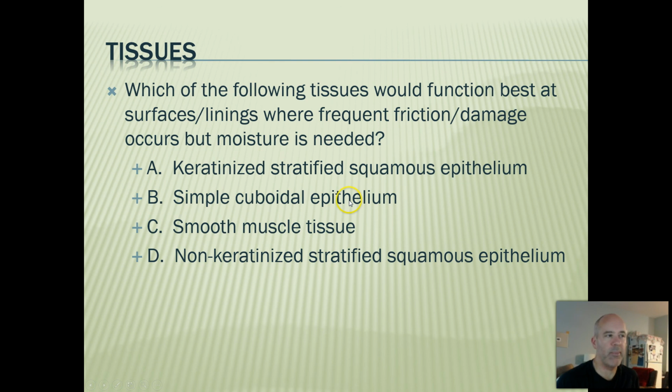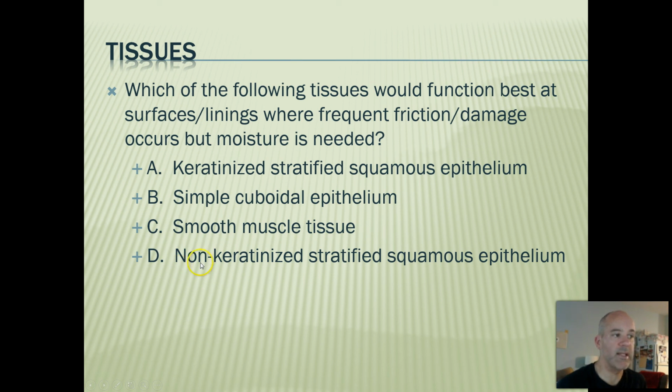Simple cuboidal epithelium. Simple means one layer. An epithelial lining that's just one layer of cells is going to be very delicate. That's not going to be something you want at a location where lots of friction or damage would occur. Smooth muscle tissue, we just talked about that. That's involved in contraction of hollow organs, blood vessels, and so forth.